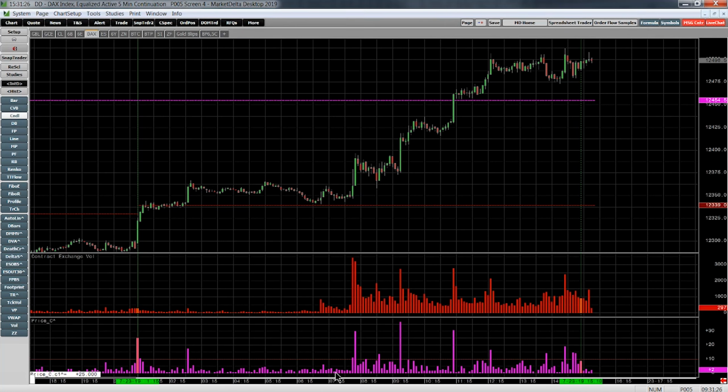Okay, so the first fact we have to observe is that from 1 a.m. in the morning, which is down here at 12,300, up until the time the cash market came in, which is up at 12,380, so 80 points higher. By the time the cash market came in, the market was already 80 points higher. Okay, call it 0.5% higher. In other words, we've got a gap in the market.